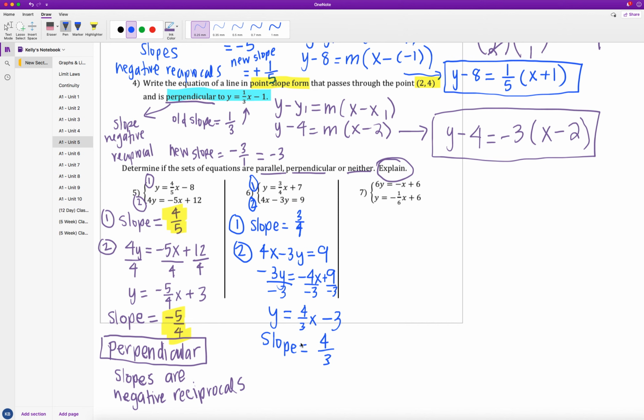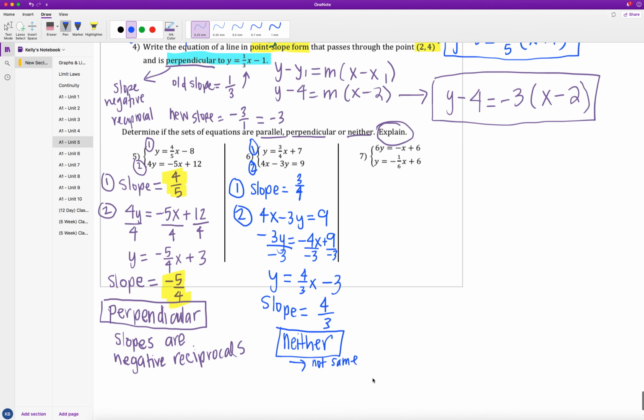In this case, they are actually neither. So they're not the same numbers, so they can't be parallel. And although they are reciprocals, they are not opposite reciprocals. So in this case, they are neither because they are not the same, and they are not negative reciprocals. So they are not opposite signs or opposite reciprocals.